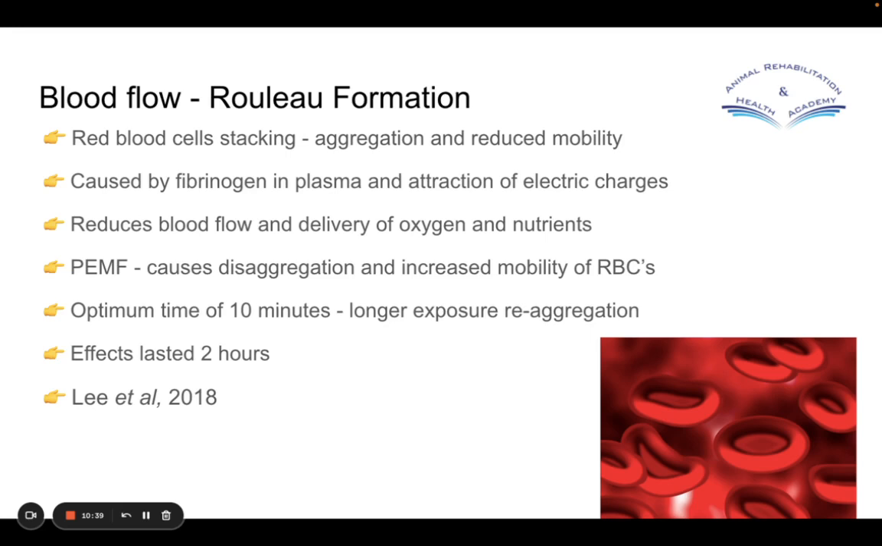And there's a study which again is attached to this lesson, but will also be in your vault, by Lee et al. And what they showed was that there was an optimum window of 10 minutes where there was disaggregation of the red blood cells and a breakup of this Rouleau formation, increased mobility of the red blood cells. But with longer exposure, there seemed to be reaggregation. So it seems that the optimum window for this is around 10 minutes. And the effects of that, they also showed, lasted for about 2 hours.